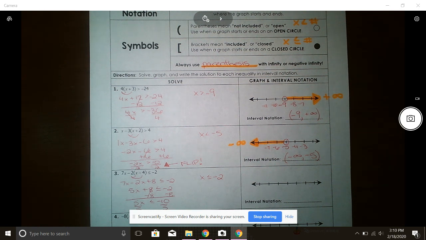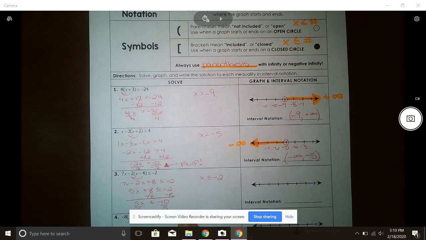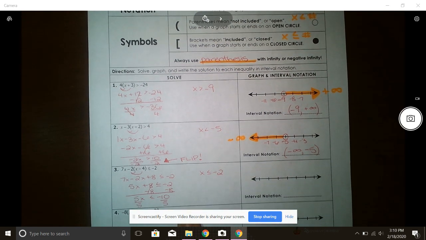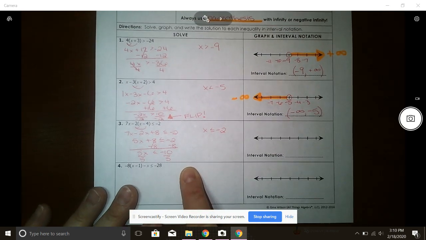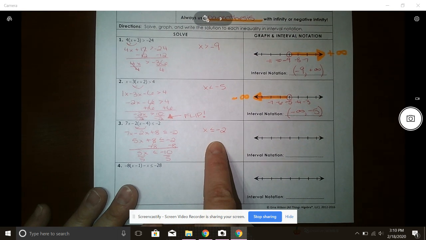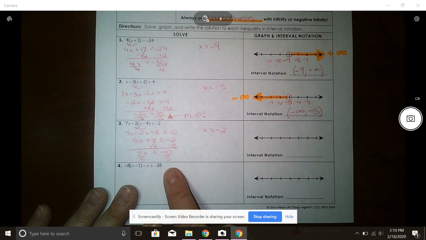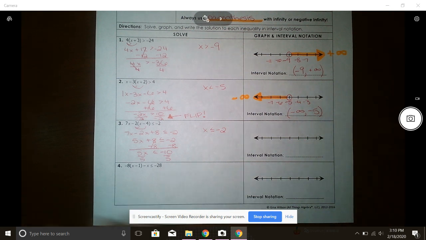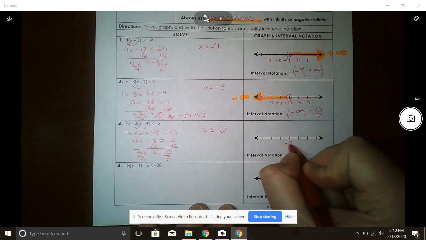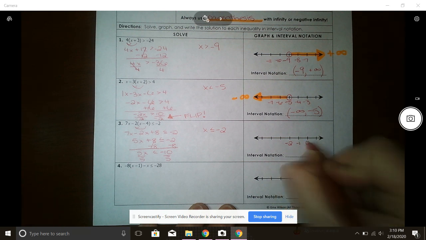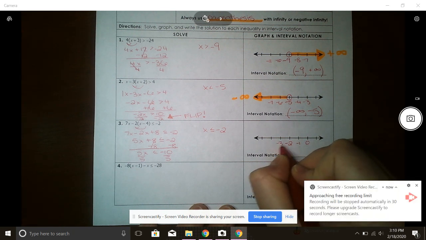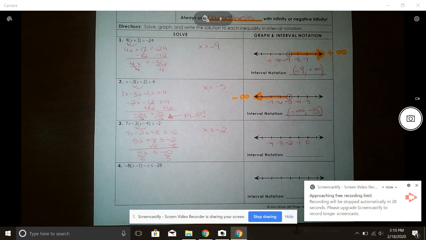In my final example for you, I've solved this problem. You can check my work here. My final solution is x is less than or equal to negative 2. I did not have to flip the sign. So let me build my number line. Negative 2, negative 1 and 0 are bigger than negative 2. Negative 3, negative 4 are smaller than negative 2.